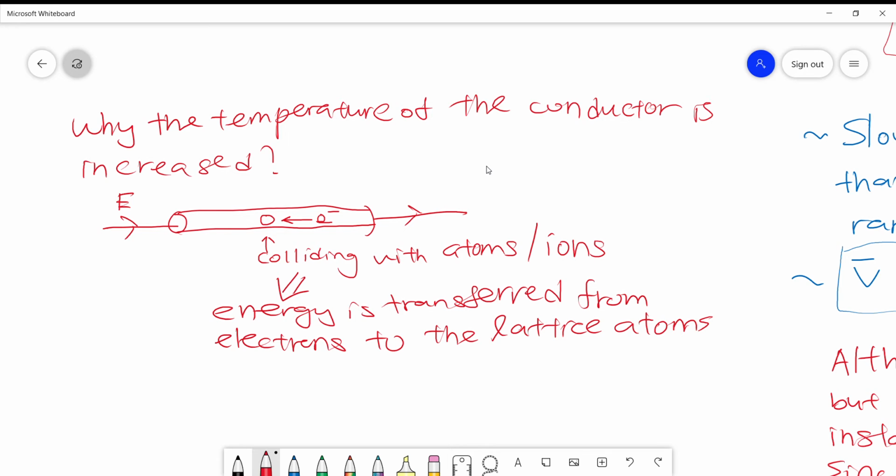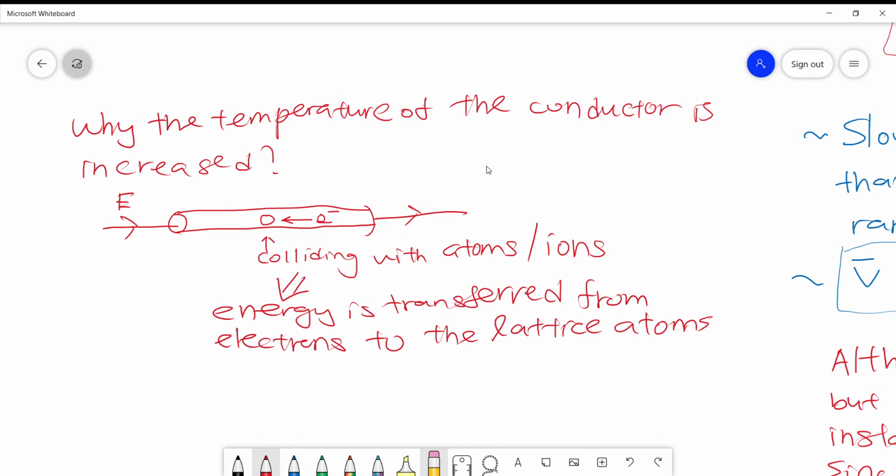So the energy transferred to the atoms makes these atoms begin to vibrate with larger amplitude and collide with the neighboring atoms, hence the energy is transferred throughout the wire. This is the knowledge from the chapter on heat transfer.